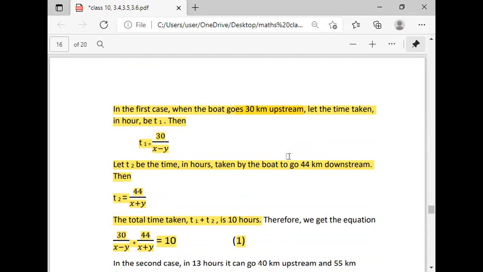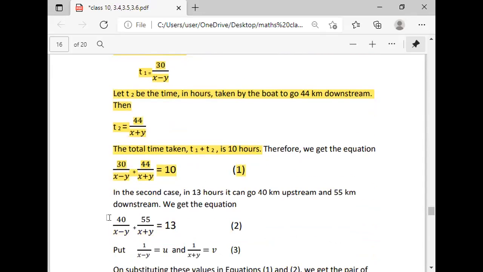Upstream distance 40 kilometers divided by x minus y, so t3 is equal to 40 divided by x minus y. And similarly, in the downstream, it is 55 divided by x plus y. All together, it will give you 13, the total time. And we are calling it equation 2.